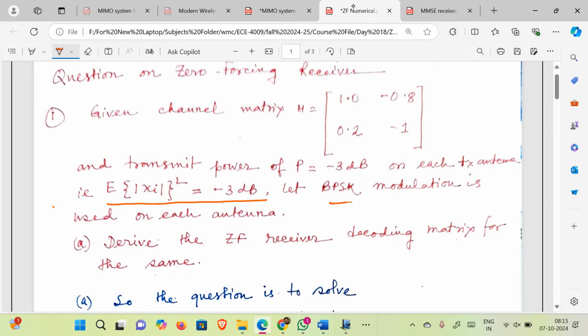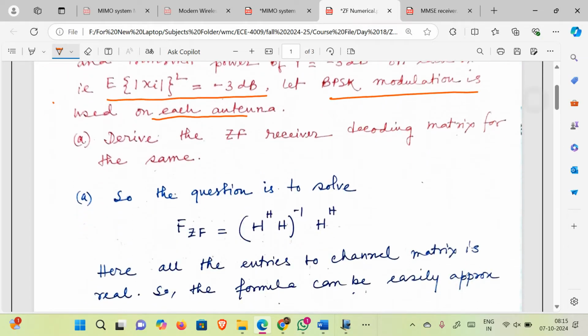The question is, let BPSK modulation be used for each antenna. That means plus 1 and minus 1 is allotted, 1 bit at a time. So if the outcome is negative, then we will consider it to be minus 1. If the outcome is positive, then we will consider it plus 1. So that's how the modulation will work. The first question is, derive the ZF receiver decoding matrix for the same.